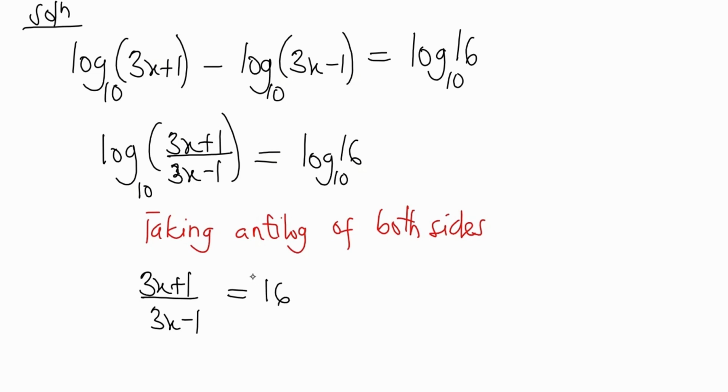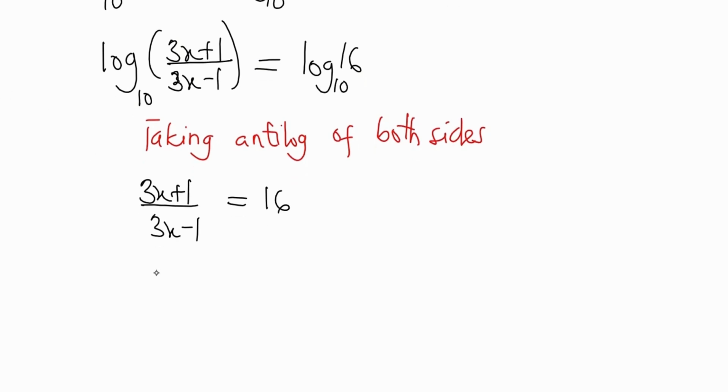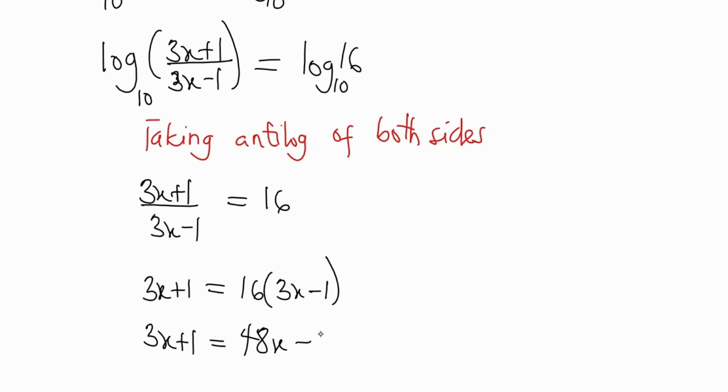So here we are interested in finding x. By cross multiplication, we have 3x plus 1 equal to 16 multiplied by 3x minus 1. So let's write our minus 1 properly. You have minus 1 here. Now we continue by maintaining the left-hand side and expanding the right-hand side of the equation. 16 times 3 gives us 48, so you have 48x minus 16.